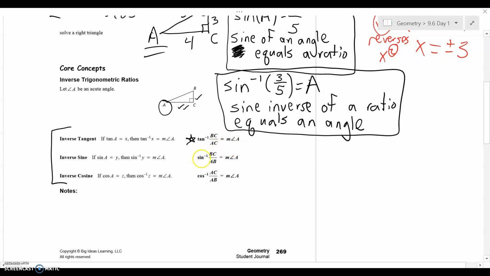And likewise, we're going to do sine inverse. That one's opposite over, and here's our hypotenuse, opposite over hypotenuse. And then we do cosine inverse, and that's going to be adjacent over hypotenuse. So you're doing tangent, sine, and cosine inverse of the ratio, and that equals the measure of an angle.